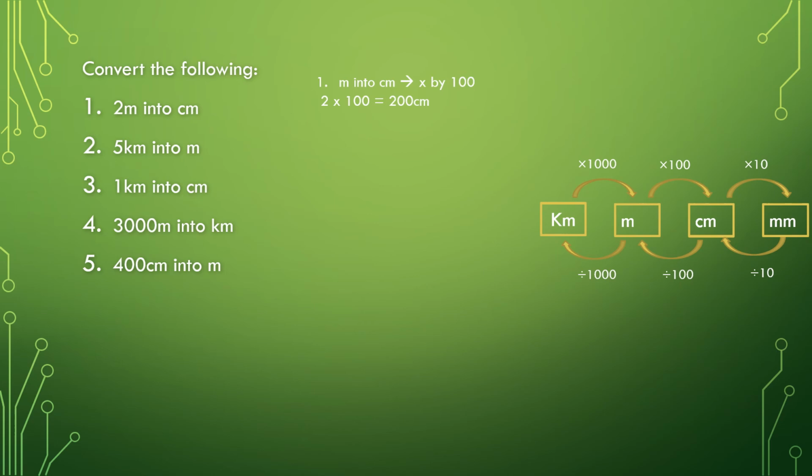Okay, next one, we're going to go from kilometers into meters, and so this is where we're going to multiply by 1,000. Far too keen. How many kilometers do we have? Well, we've got 5 of them in the question, so we're going to do 5 times 1,000, which is 5,000. And so we end up there getting 5,000 meters.